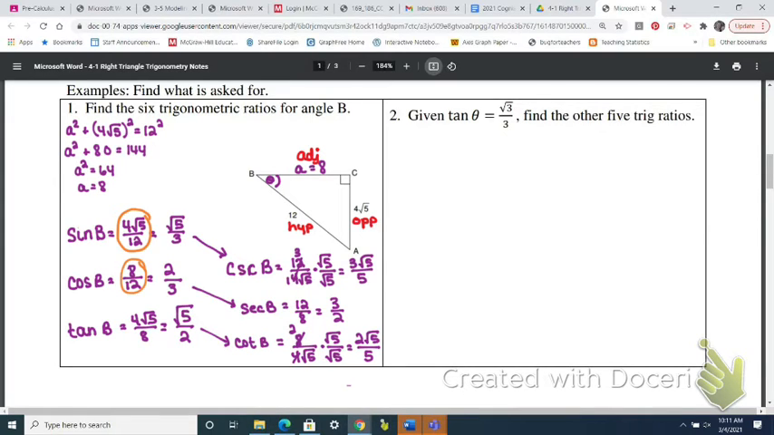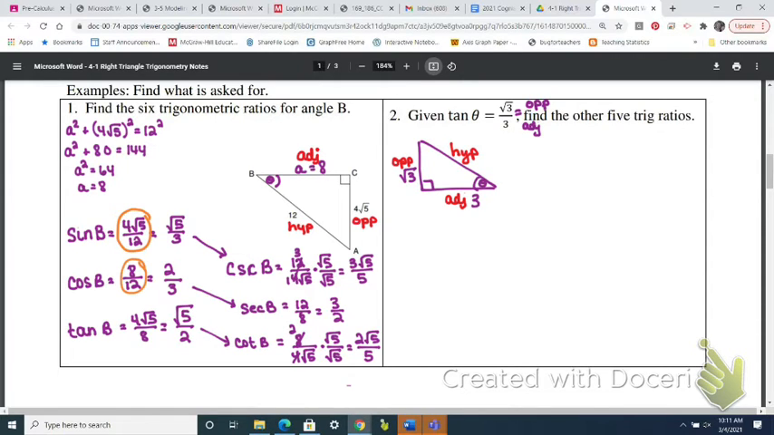So first thing I need to do is I need to draw out a right triangle. I'm going to mark my angle theta and know that this tangent is opposite over adjacent. So when I mark my triangle, I know this is my hypotenuse, this over here is my opposite, and this is my adjacent. So my opposite side is equal to the square root of 3. My adjacent side is 3.